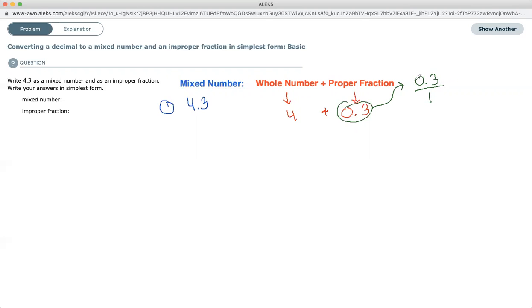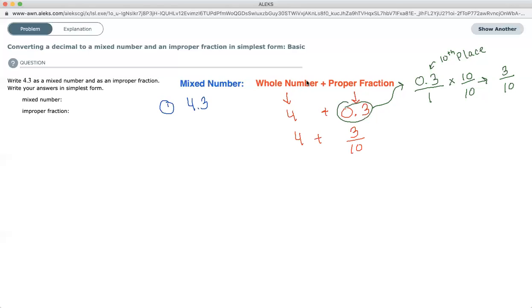Because the 0.3, or the decimal that we have, ends in the tenths place, to write this as a fraction, we're going to multiply the numerator and the denominator by 10. And we chose that 10 because the 3 is in the tenths place. All right, so when we multiply, remember the trick with multiplying by powers of 10? 0.3 becomes 3, and in the denominator we have 10. So I have 4 plus 0.3 as a proper fraction, which means the numerator is less than the denominator, is 3/10.